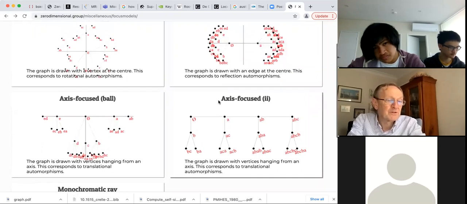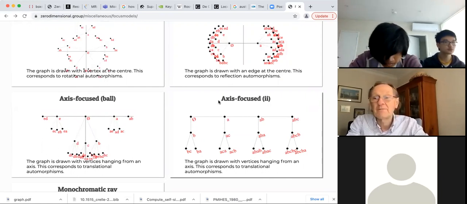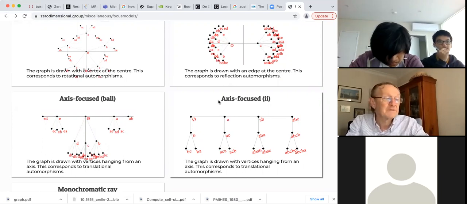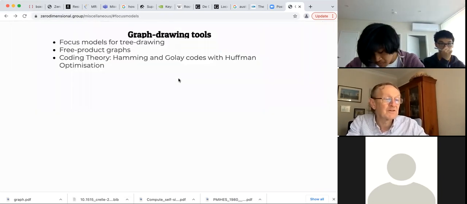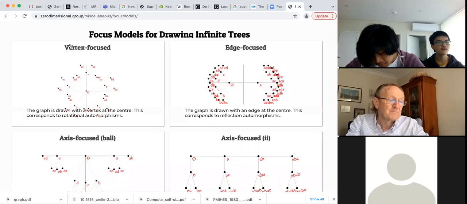This was something that was shown in a paper that was published in 1970, that if we have a regular tree, there are exactly three types of symmetry. There's the vertex focused, the edge focused, and the axis focused. And that's one of the things we want to do in our overall project, is understand symmetries of graphs, and that will involve finding nice ways to draw them.